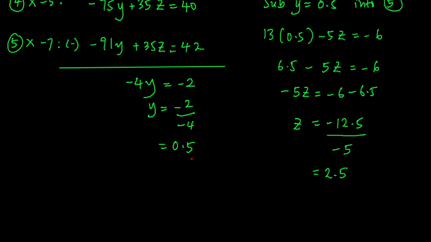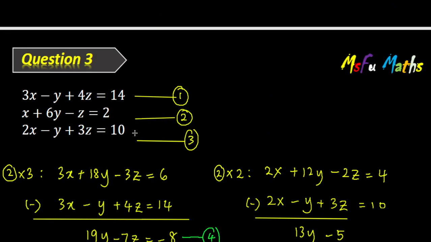So once you get your y and your z here, what do we do? We substitute y equals 0.5, z equals 2.5 into which equation? Which one will you choose? Number 1, number 2, or number 3? Let's see here. This is 3x, here is x, here is 2x. I think the best one is equation number 2 because the coefficient here is just 1.